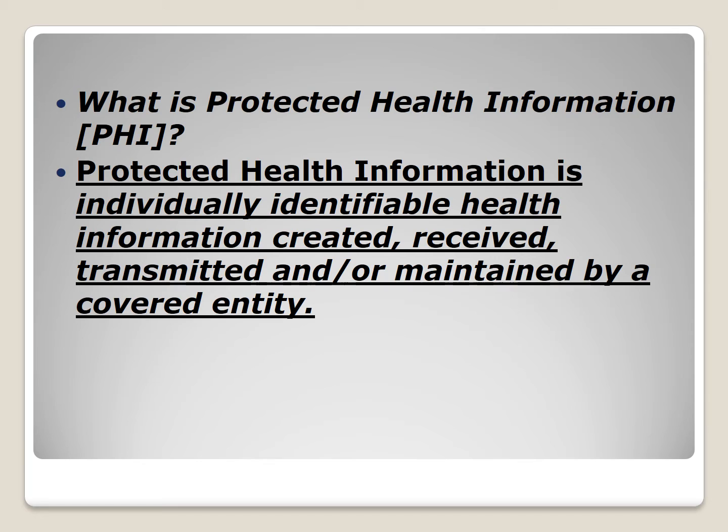What is PHI? PHI is Protected Health Information. Protected health information is individually identifiable health information created, received, transmitted, or maintained by a covered entity. This includes information relating directly or indirectly to the patient's past, present, or future physical or mental health, their demographic information, and their health care bills and payments.